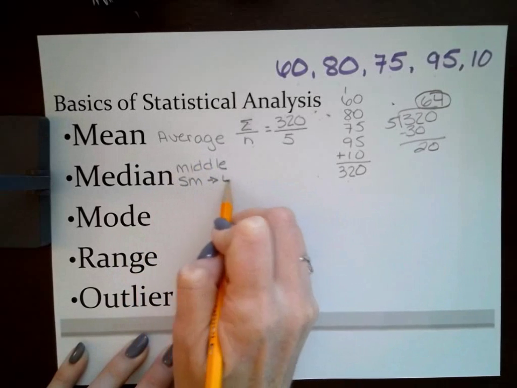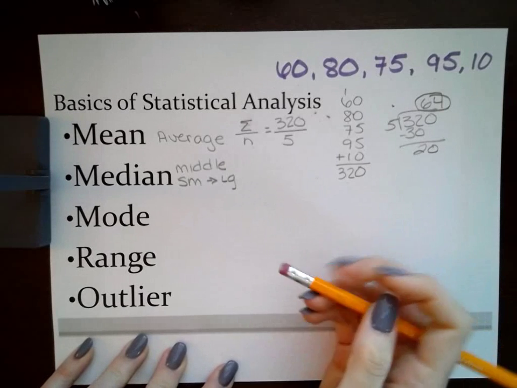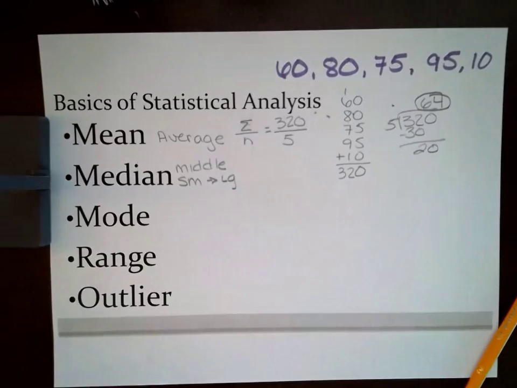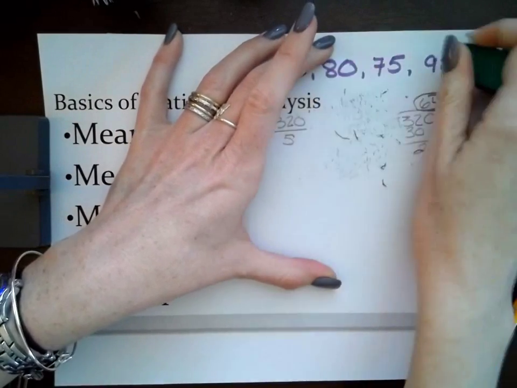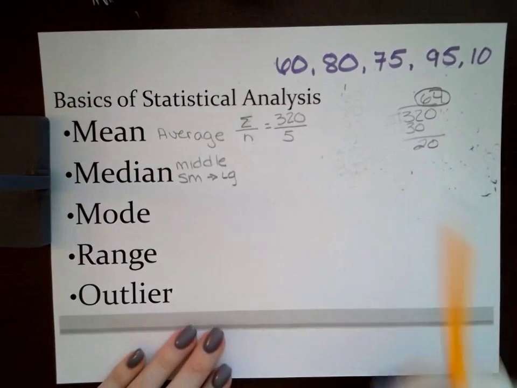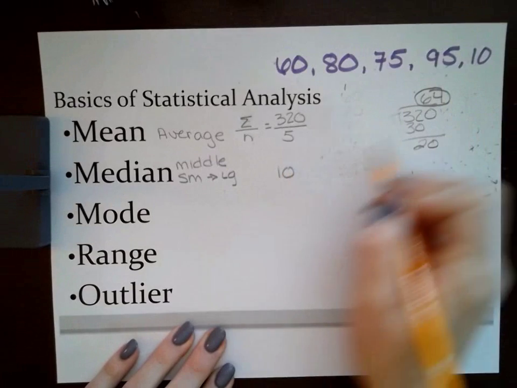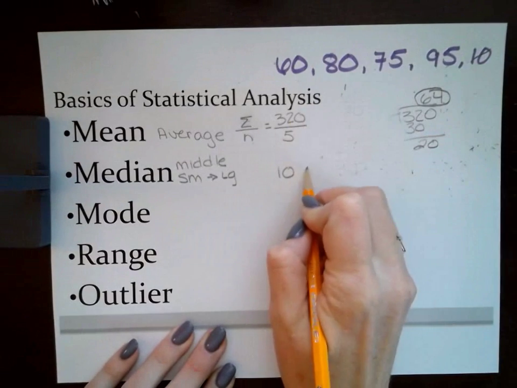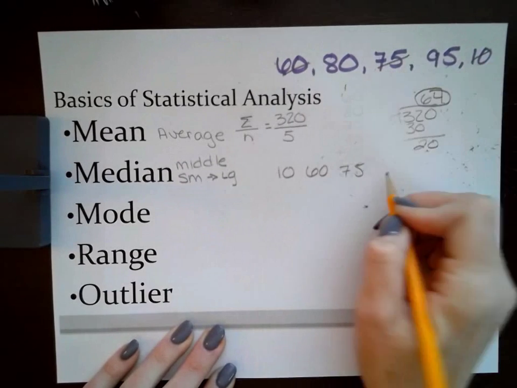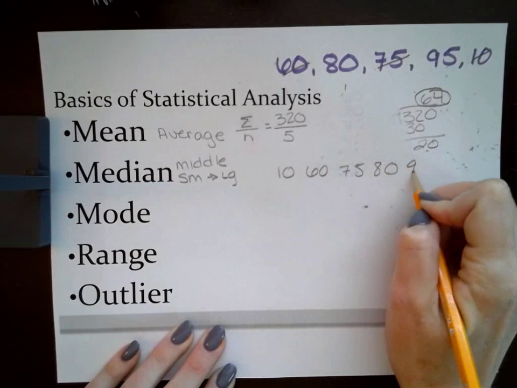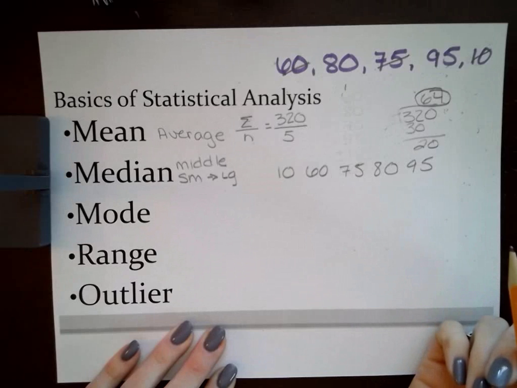The median is the middle number when the numbers are arranged from smallest to largest. So that piece is important. The numbers must be arranged in order from smallest to largest. I'm going to clear some room on the paper. So we need to take our numbers and put them in order from smallest to largest. So 10 is the smallest. Then we have 60, 75, 80, and 95.